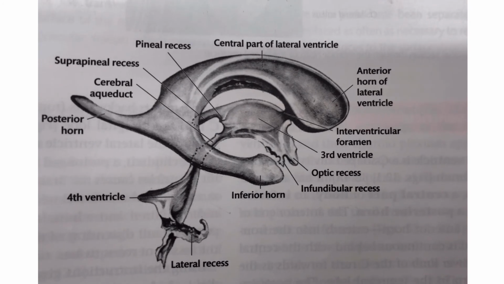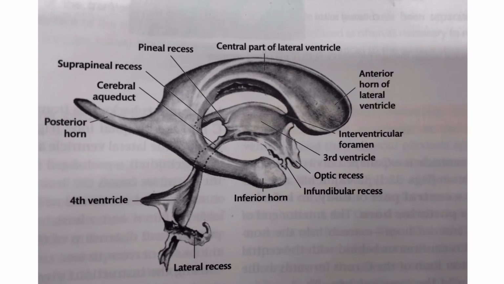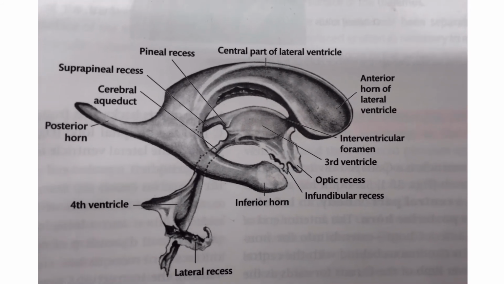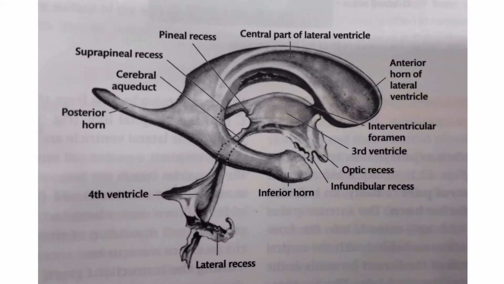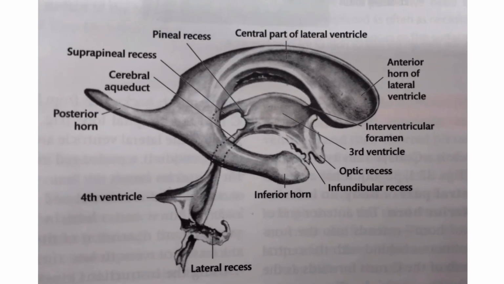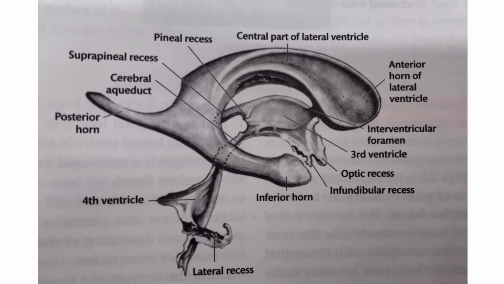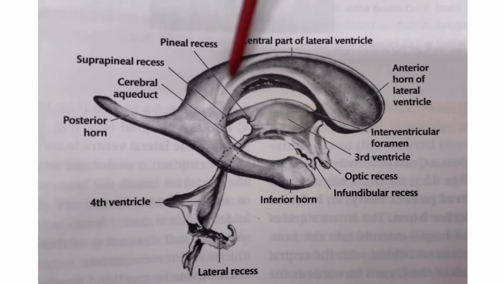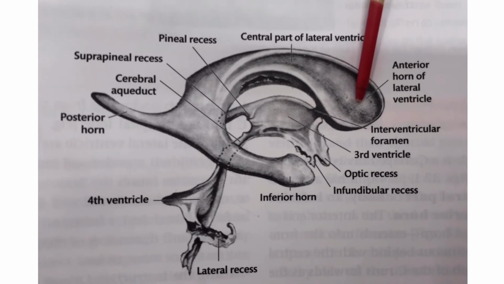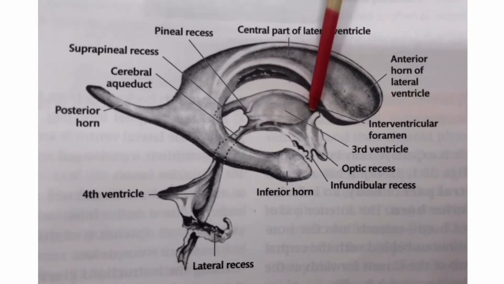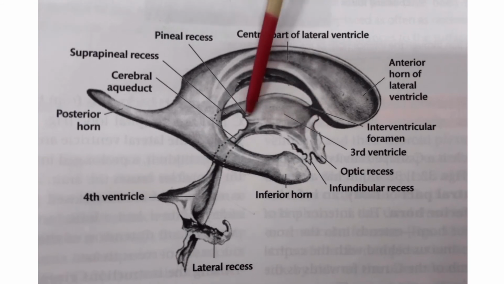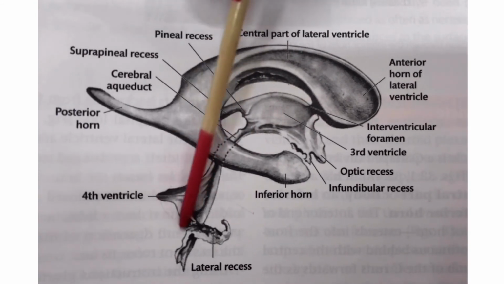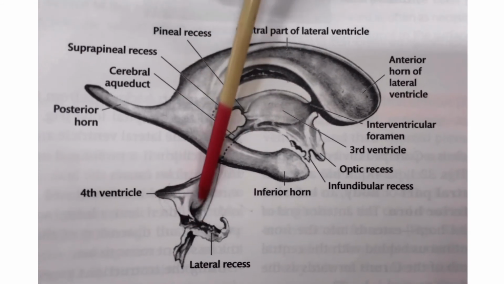The ventricular system of the brain consists of 4 ventricles. The entire ventricular system is lined by the ependyma, which is a thin membrane of the neuroglial tissue. The 4 ventricles include 2 lateral ventricles, one in each cerebral hemisphere, the third ventricle in the diencephalon, and the fourth ventricle between the pons, medulla and cerebellum.